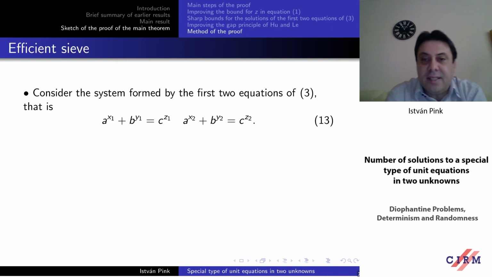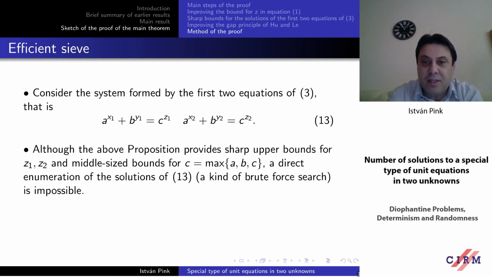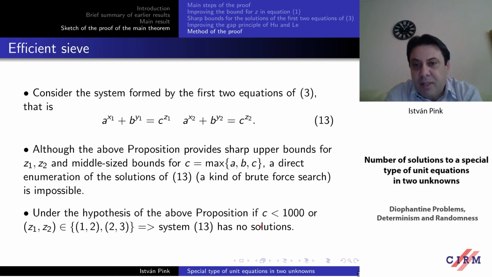Now consider the system formed by the first two equations. At the end, in the last part of my talk, I would like to speak about the sieve methods. Although the above proposition provides sharp upper bounds for Z1 and Z2 and middle-sized bounds for C, a direct enumeration of the solutions, I mean a kind of brute force search, is impossible in general. Of course, there are some cases, for example if C is small enough, or Z1, Z2 are not too large, where we can use brute force search to guarantee that our system formed by the first two equations has no solutions.